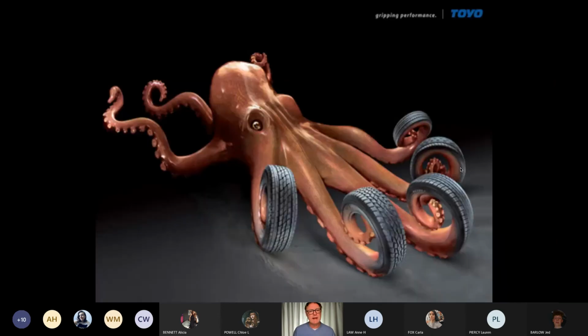But equally, we could have gone down the route of the octopus and the tires, which is an actual campaign for a competitor. So again, the Scotch tape or the octopus are both playing the role of visual metaphor.